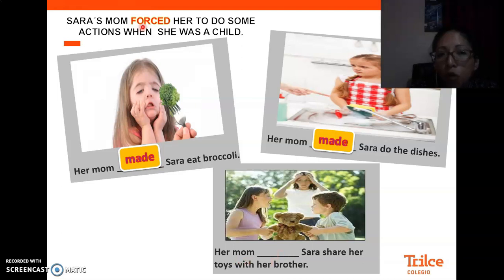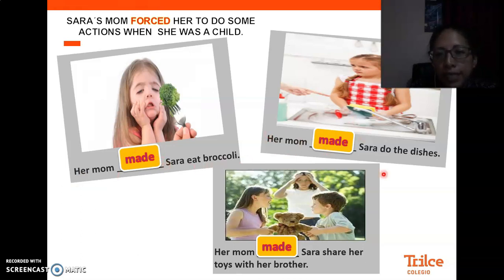Her mom forced or made Sarah share her toys with her brother. You see? Forced, made. Force means to push someone to do something he or she usually doesn't like to do. Remember, force equals made. Her mom made Sarah eat broccoli.